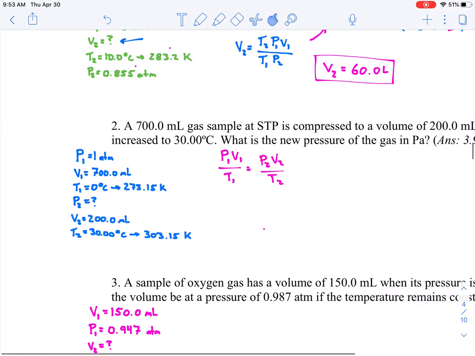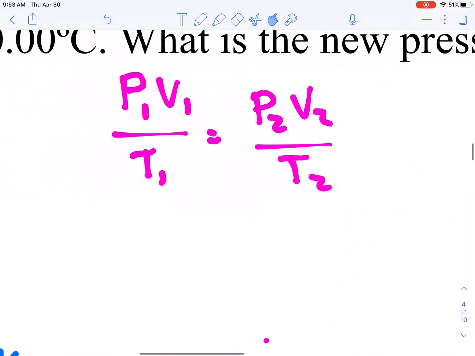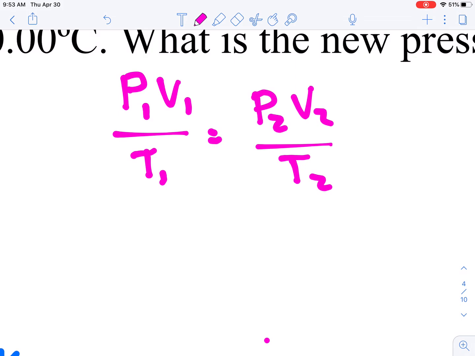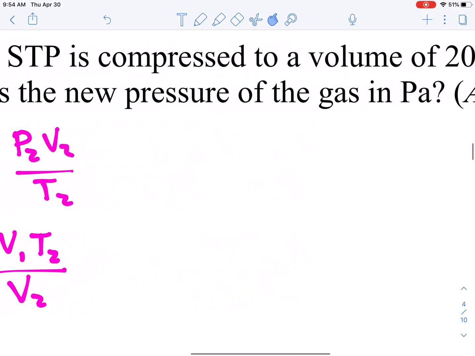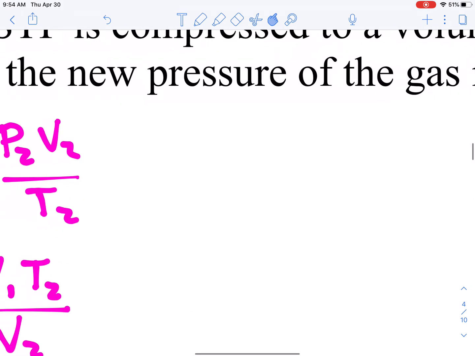In this case, we're solving for P2, so let's do that. When we solve this thing for P2, we'll still have P1 times V1 in the numerator, but now we need to multiply up that T2. And now we are putting it over T1 times V2 is now divided down to the denominator on that side. So let's plug in everything that we have. We know that we have an initial pressure of 1 atm.